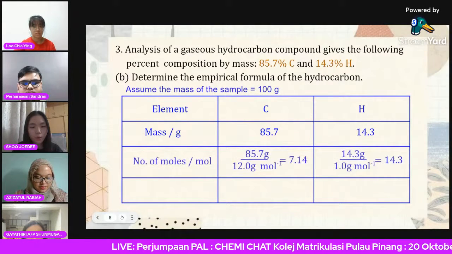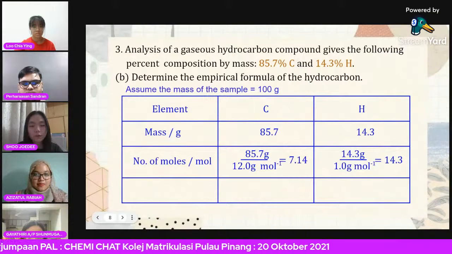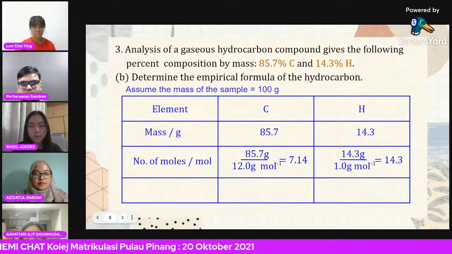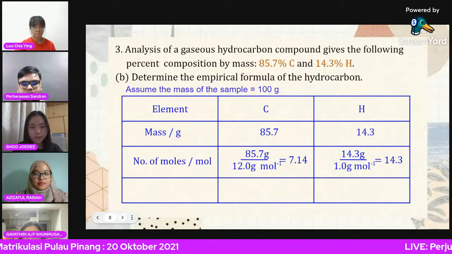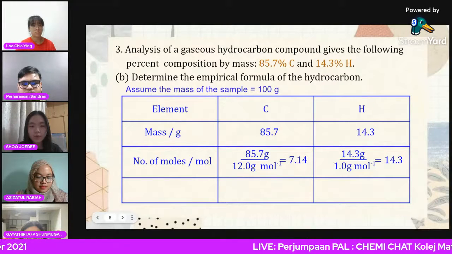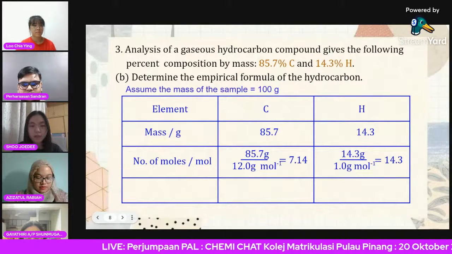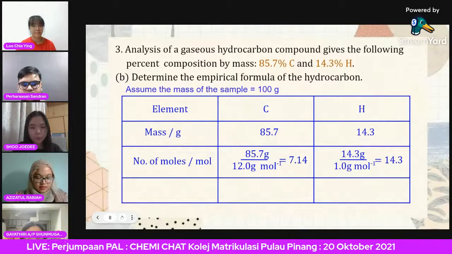In the third row, we are going to write the number of moles. In order to calculate the number of moles, we will use the formula mass divided by molar mass. 85.7 grams divided by 12, we will get 7.14 mole. 14.3 grams of hydrogen divided by 1, we will get 14.3 mole.